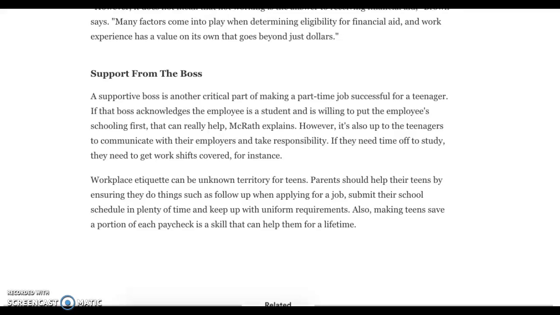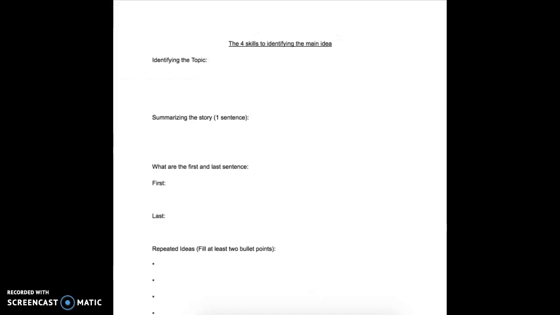Workplace etiquette can be an unknown territory for teens. Parents should help their teens by ensuring that they do such things as following up when applying for a job, submit their school schedule in plenty of time, and keep up with uniform requirements. Also, making teens save a portion of each paycheck is a skill that can help them for a lifetime.